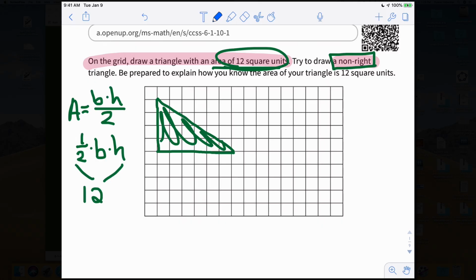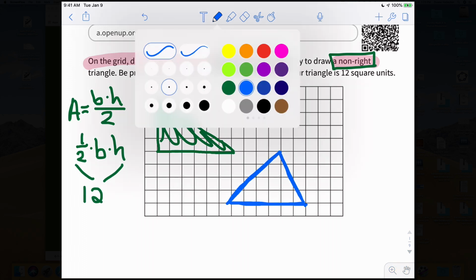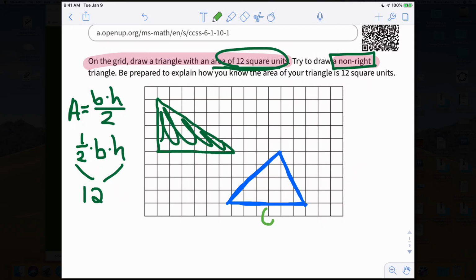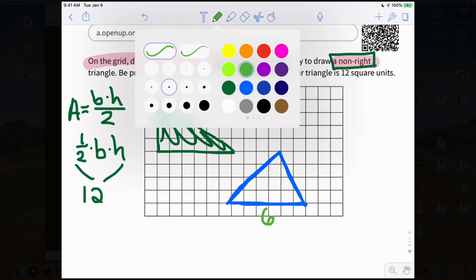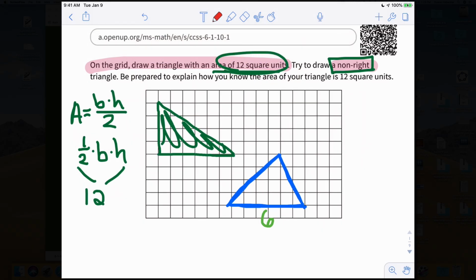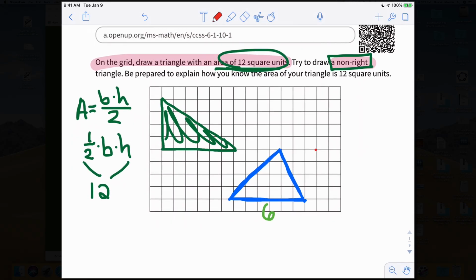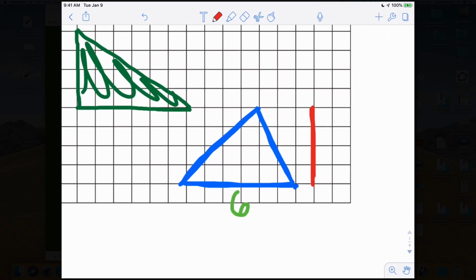So here's our base, 1, 2, 3, 4, 5, 6. There's our base of 6. Now our height of 4 could look like this. There's our triangle that has a base of 6 right here. Now, what is our height? Well, if we're claiming our height is 4, let me just draw it out here. There's my height of 4.